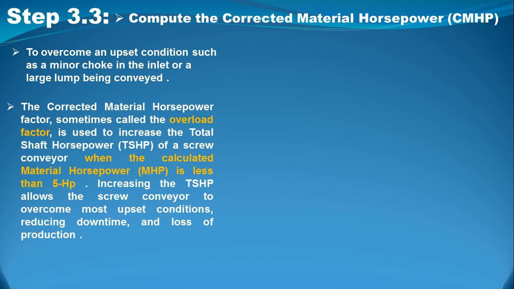It is used to increase the total shaft horsepower of a screw conveyor when the calculated material horsepower is less than 5 horsepower. Increasing the horsepower allows the screw conveyor to overcome most upset conditions, reducing downtime and loss of production. So what are the upset conditions? Overloading. The corrected material horsepower is sometimes called the overload factor.